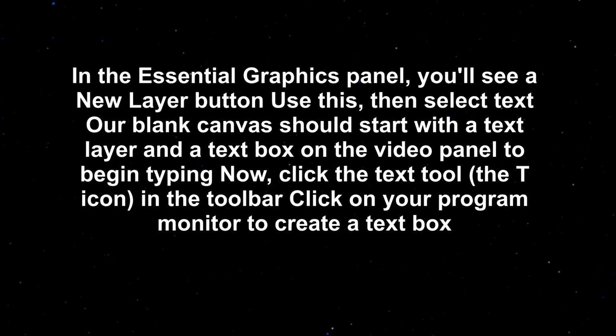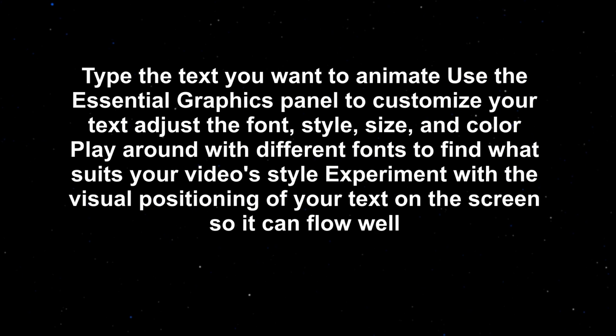Click the text tool, the T icon, in the toolbar. Click on your program monitor to create a text box. Type the text you want to animate.